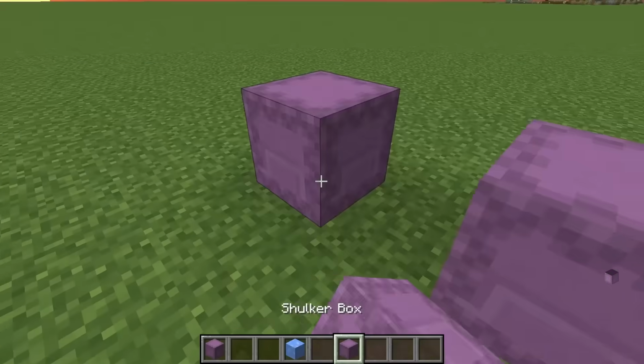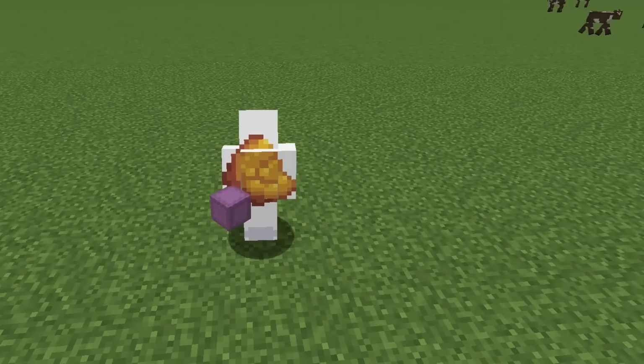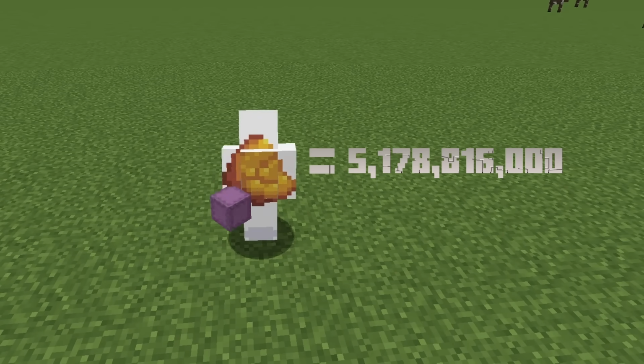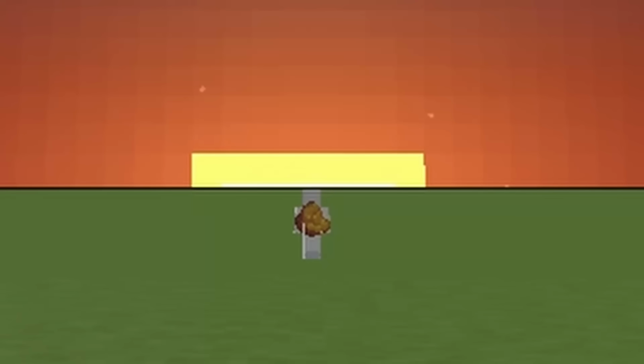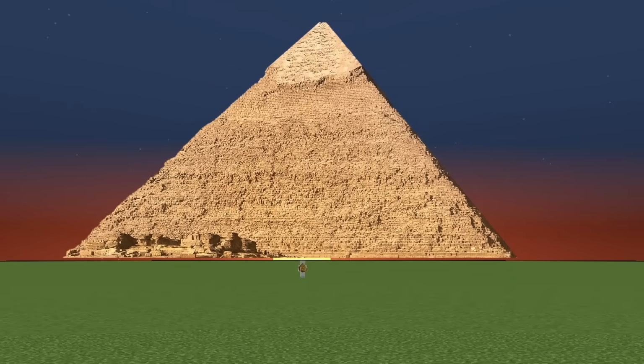And now, since we have 37 inventory slots, we multiply this by 37, getting a carry weight of 5,178,816,000 kilograms. And even that is impressive. That means he can hold 34,352 blue whales on his back, or the Great Pyramid of Giza.